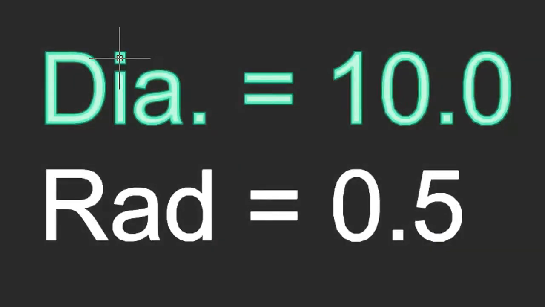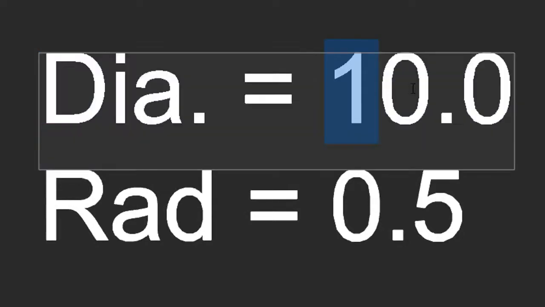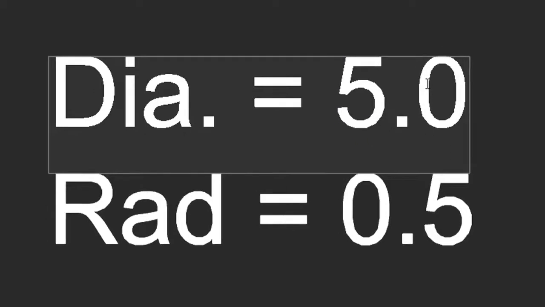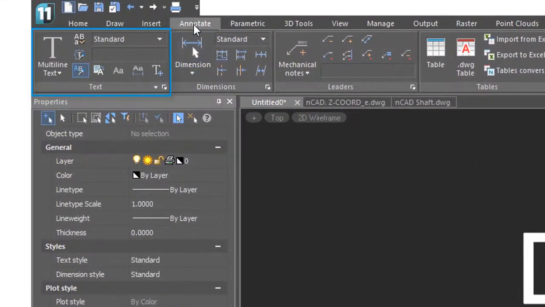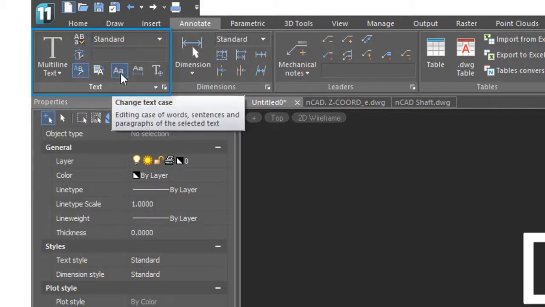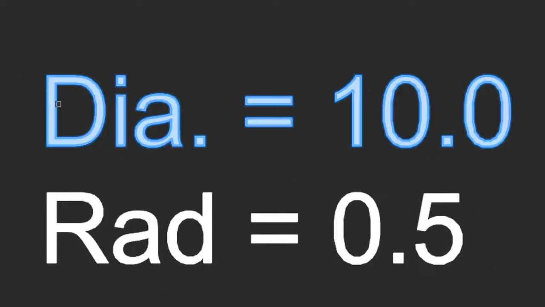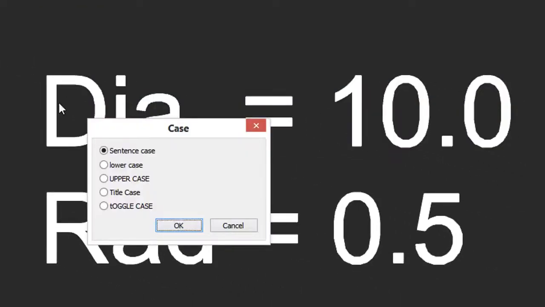When you need to edit the text, such as change spelling or a value, simply double click on it and then make your change. Here I'm changing the 10 to a 5. You can make other changes as well. Come up to the ribbon, click on the annotate tab, and then in the text section you have a few options. Here's a spell checker. This lets you change the case of the text, such as all uppercase, lowercase. So let me select that command, select the text, press enter, and now you have the options. I'll change it to all uppercase.